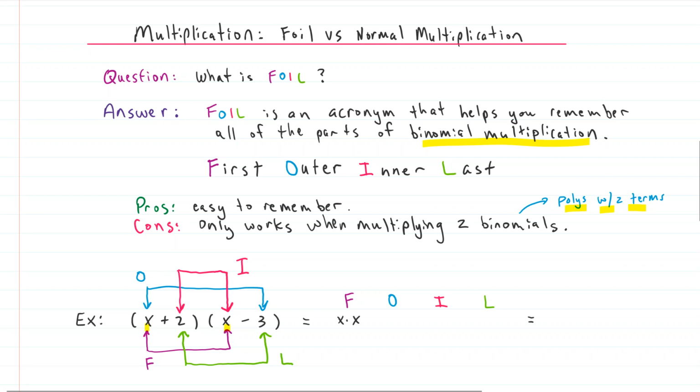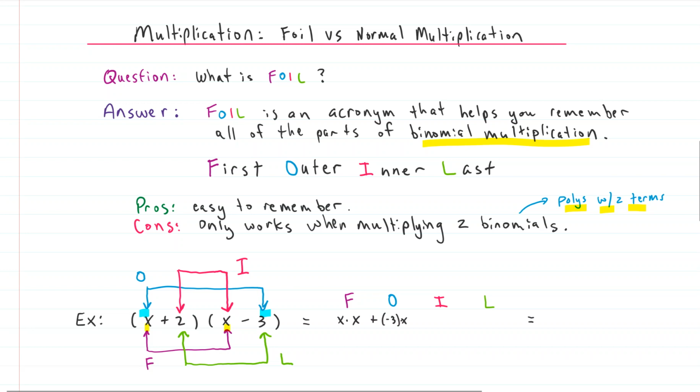Let's write that down. The O refers to the outer two terms, in other words the first term and the very last term in the whole multiplication. You can see them in the blue arrows. So that gives us negative 3 times x. Sorry, negative 3 times x, that's what I meant to say.